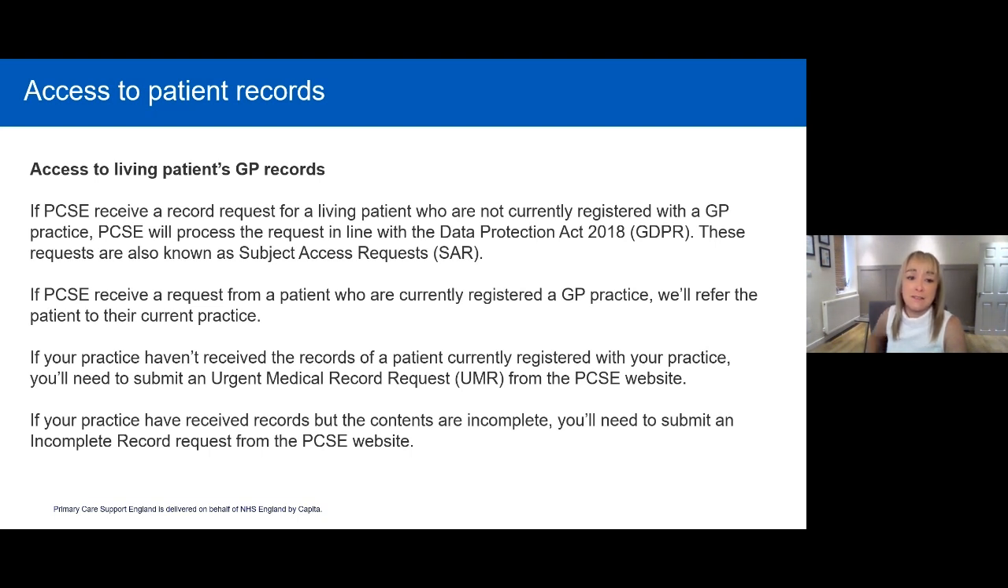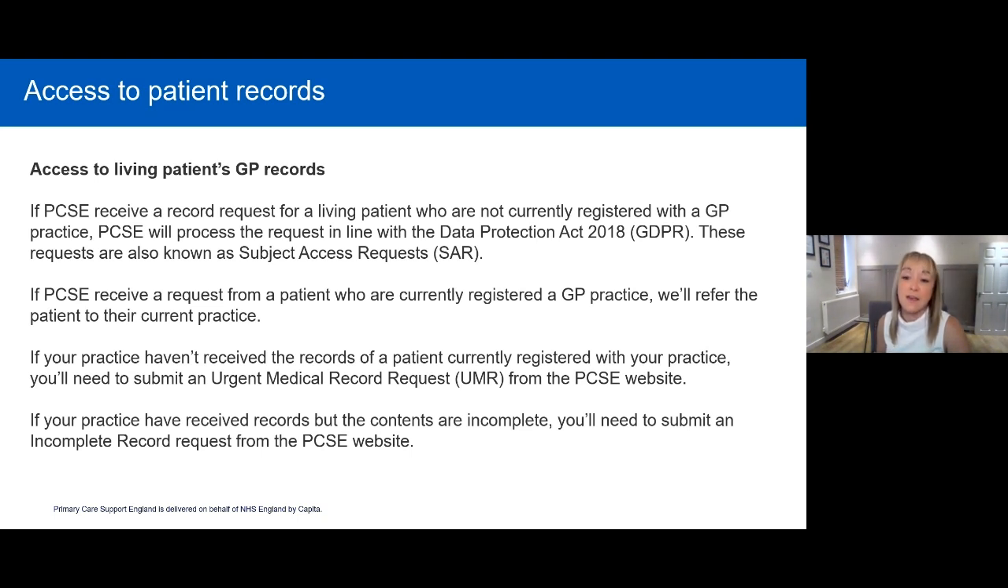Now, if your practice hasn't received the record of a patient currently registered with your practice, you'll need to submit an urgent medical record request, also known as a UMR, from the PCSE website. And if your practice has received records but the contents are incomplete, you'll need to submit an incomplete record request from the PCSE website. Now, we do sometimes receive requests where we still have to direct the individuals to the last registered practice. This is, for example, if the patient has incomplete records held by PCSE and a GP, which is also known as awaiting records from the practice.